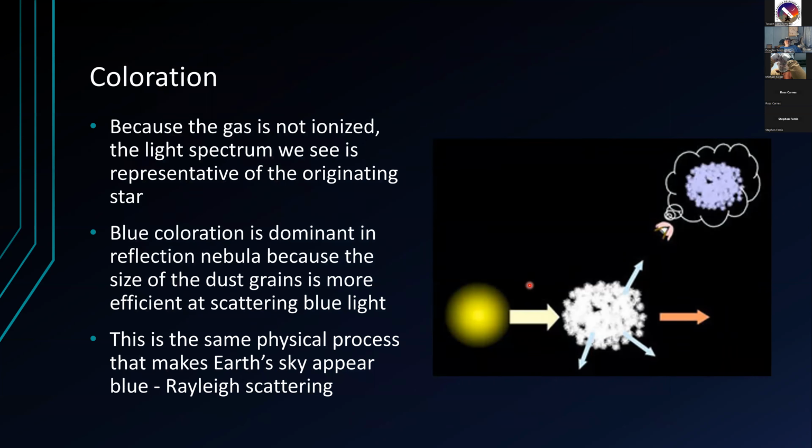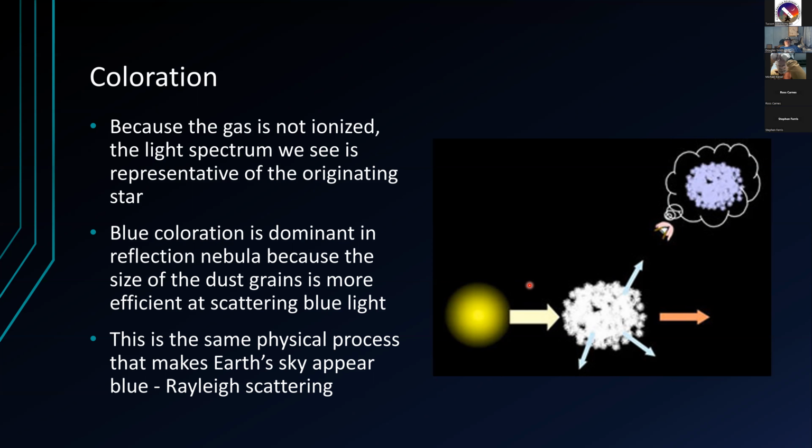As I mentioned, because the gas in a reflection nebula isn't ionized, it tends to be more blue in color. Part of this is due to the size of the dust grains. It so happens that not only does the composition of carbon, nickel and iron increase the reflectiveness of these nebulae, but the grains themselves are conveniently sized so that they reflect blue light more efficiently. This is actually the same process that makes our sky blue during the daylight, known as Rayleigh scattering.